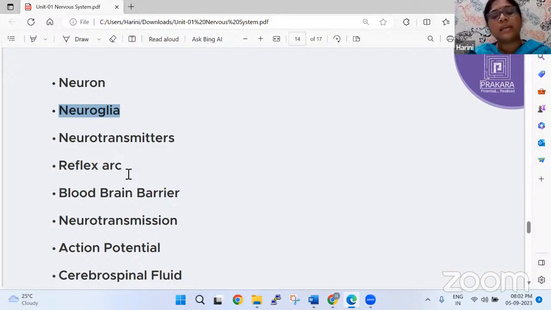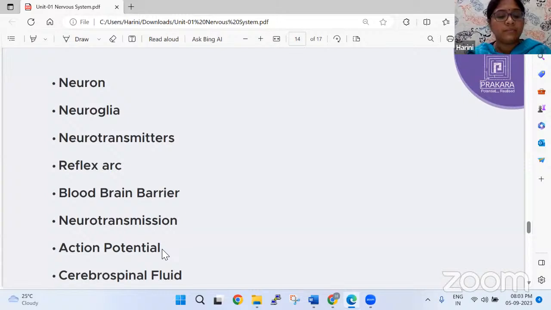The fourth one, again a continuation of the neurotransmitters, is neurotransmission. Yeah, I skipped the slide on neurotransmission, but give importance to it. It's a very important one. You'll be learning about this neurotransmission again and again. It's very important. Next is action potential.